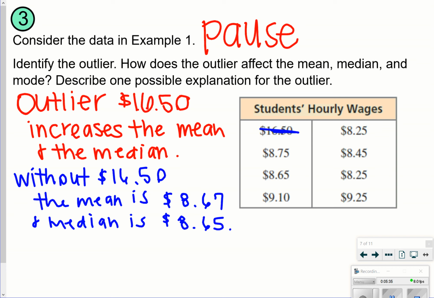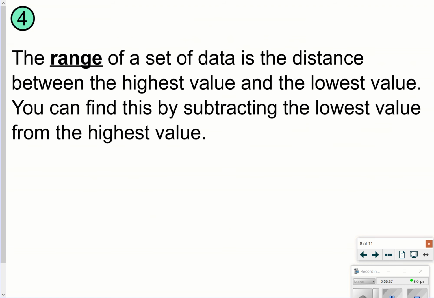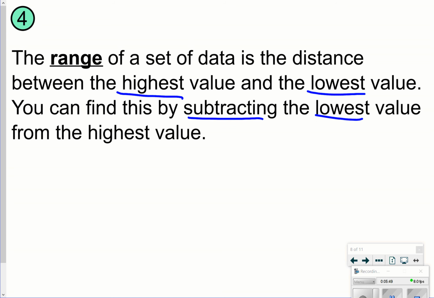The next thing we're going to talk about is called the range, and you've probably heard of the range before as well. Basically it's the distance between the highest value and the lowest value. And you can do that by just subtracting the lowest from the highest. So what we're going to do is take time to pause the video here so you can write down what the range is. And then once you're done, click play so you can see how to find the range and compare them.